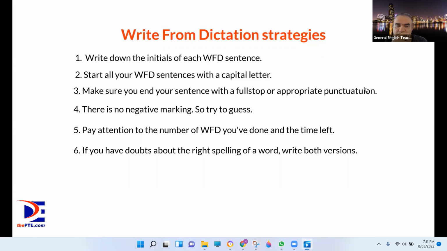Number 6. If you're not sure of the spelling of a word, write both versions next to each other, as you can see here.